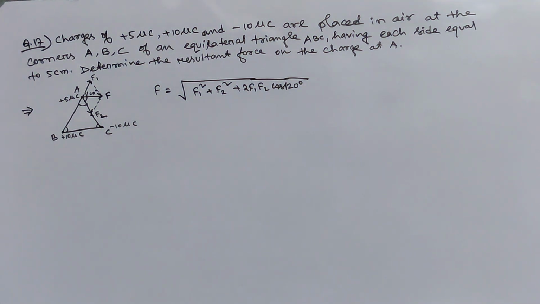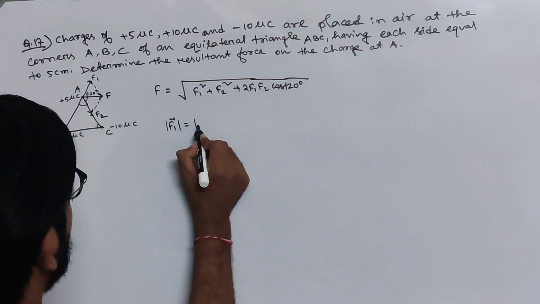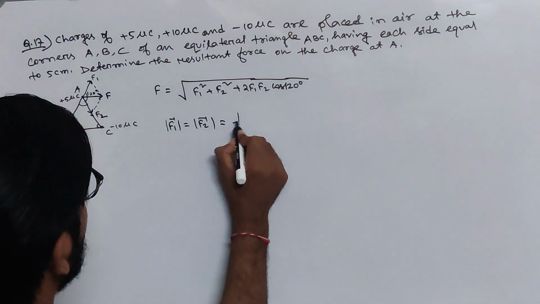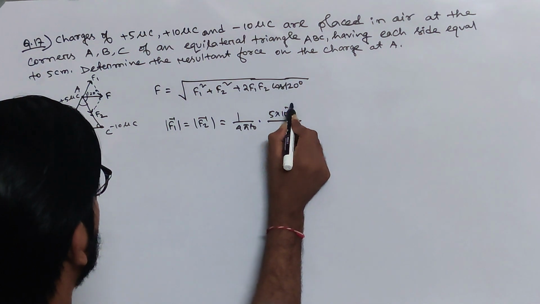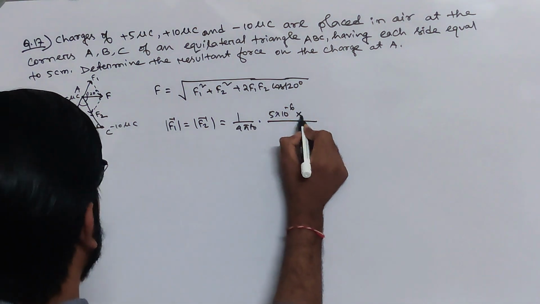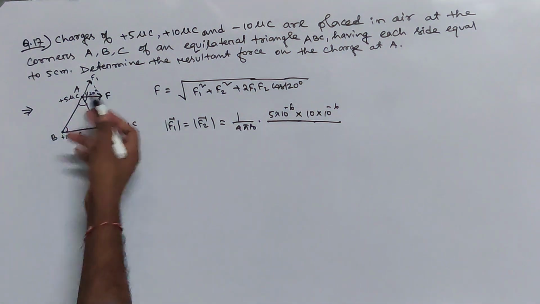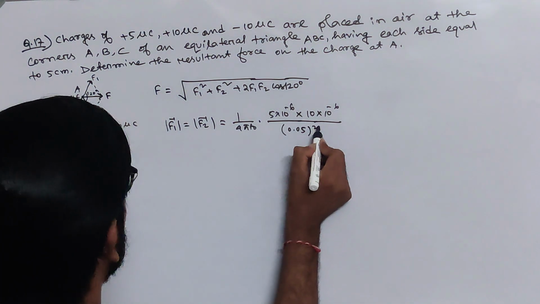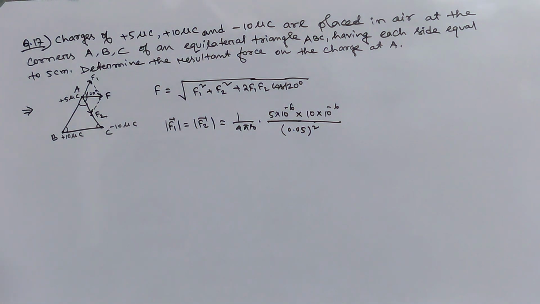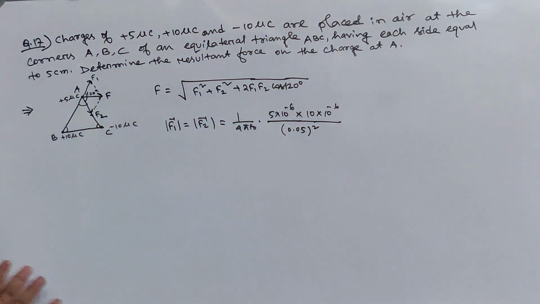Let us find the values of F1 and F2. We know the magnitude of F1 and the magnitude of F2 will be the same, and it will be 1 by 4 pi epsilon naught times Q1 Q2, that is 5 into 10 to the power minus 6, because it is 5 microcoulomb, into 10 microcoulomb, 10 into 10 to the power minus 6, divided by distance squared. What is the distance? It is 5 centimeter, so it will be 0.05 whole squared, because converting centimeter into meter gives 0.05. Then we have to put in the values of F1 and F2, and we are done.